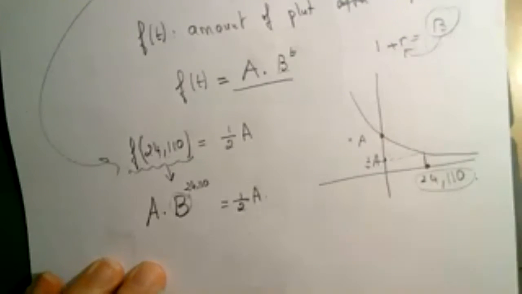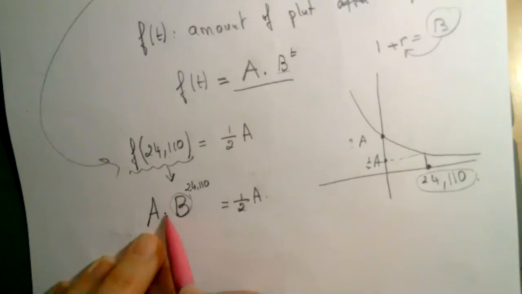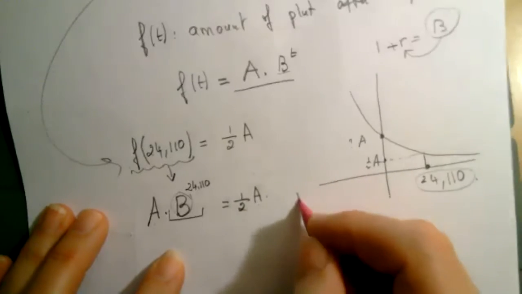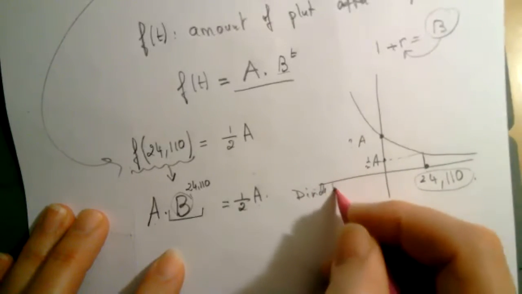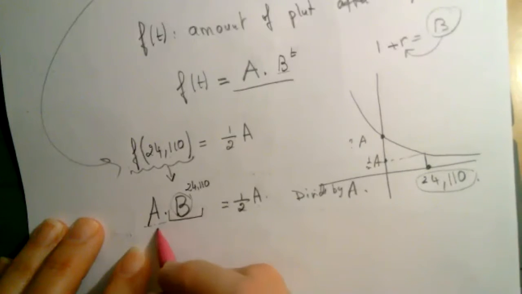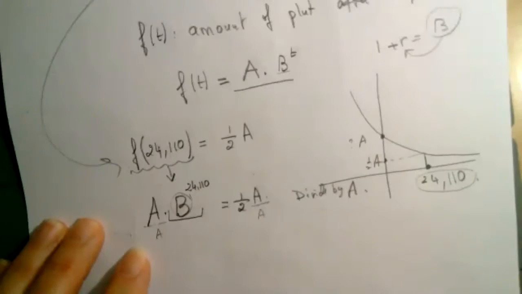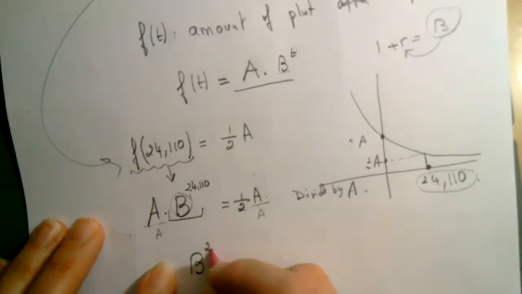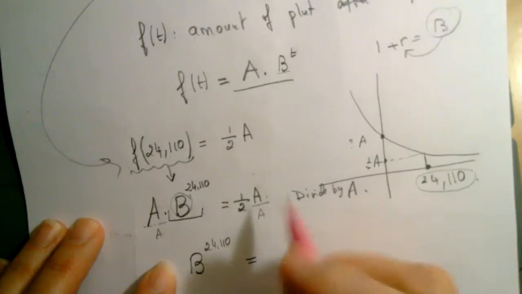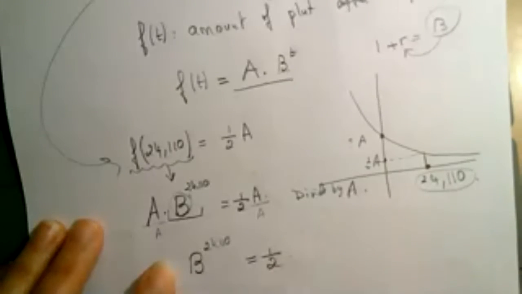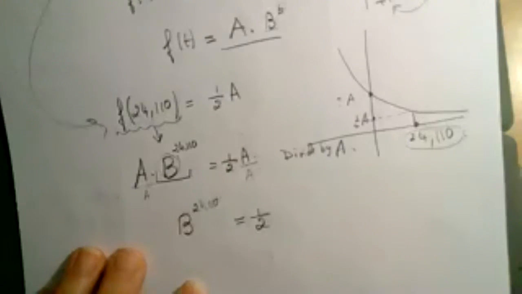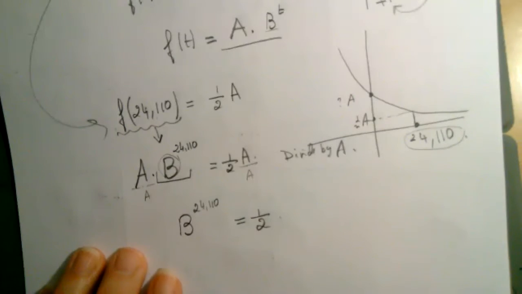Yes, because of course I need to isolate it. How do I isolate it? I divide by a on both sides. When I divide both sides of the equality by a, I will get b to the power 24,110 is actually equal to 1/2. And now what is b?